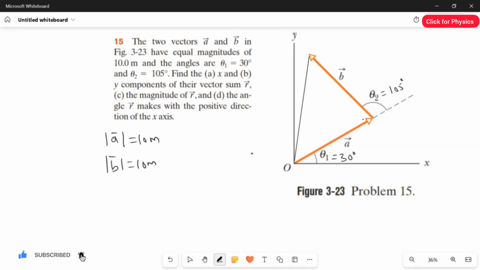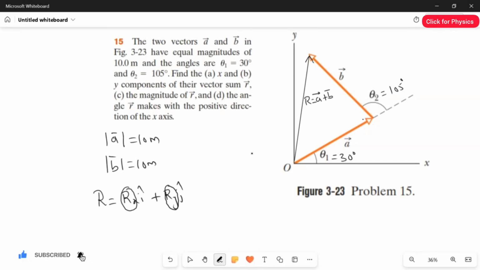When you add vector A and vector B, we have to follow the head to tail rule. You can see in this diagram, this orange one is your vector A, and this arrow is the head region. The head of the first vector is connected to the tail of the second vector. By that you will get the resultant vector R, which is equal to vector A plus vector B. Now we have to find the x and y components of the resultant vector. If you take your resultant vector as Rx i cap plus Ry j cap, we are going to find the values of Rx and Ry in part A and part B.